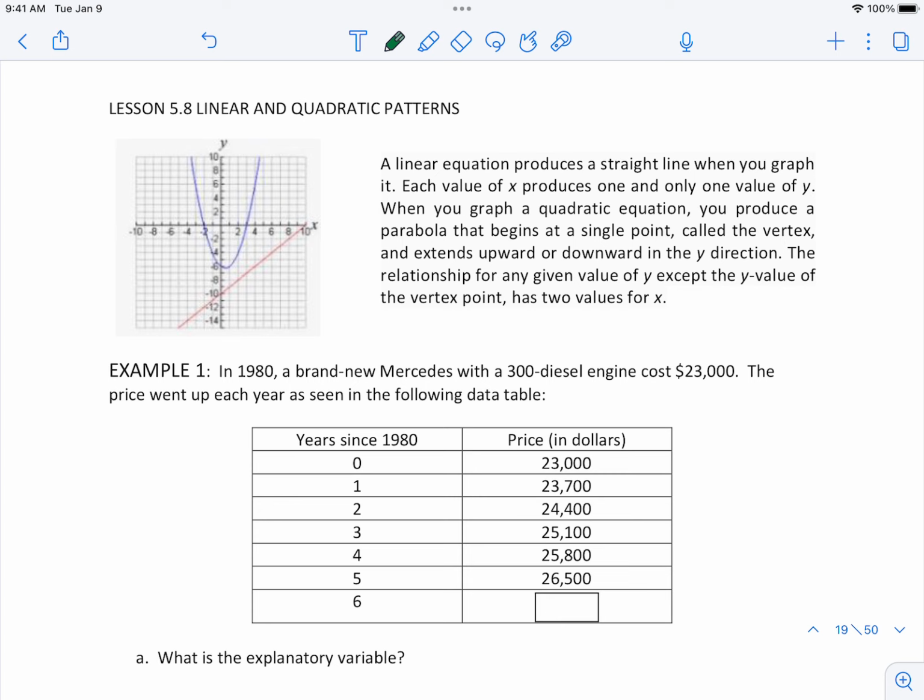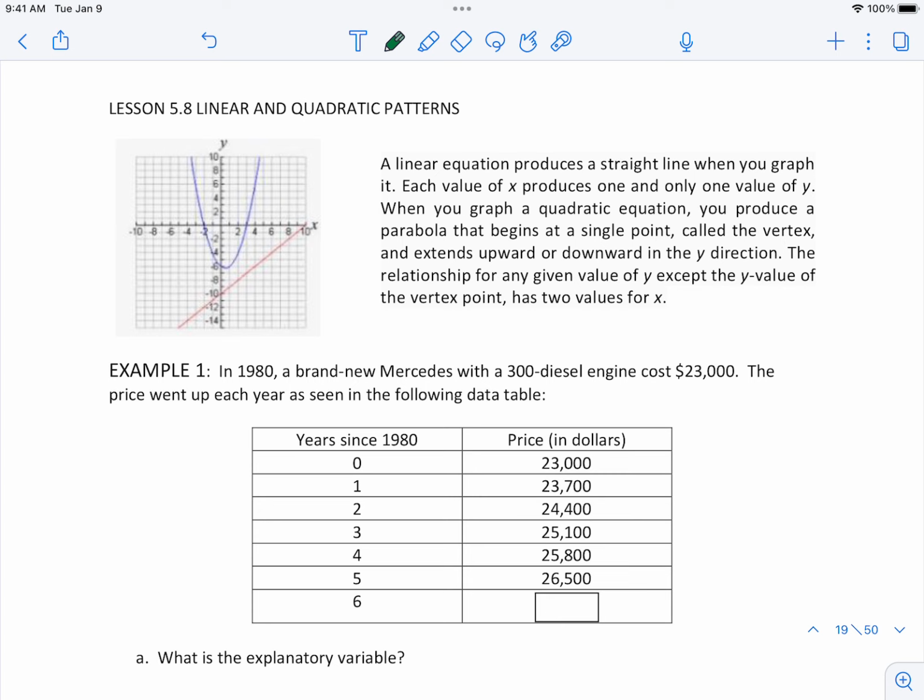A linear equation produces a straight line when you graph it. Each value of x produces one and only one value of y. When you graph a quadratic equation, you produce a parabola that begins at a single point called the vertex and extends upward or downward in the y direction. The relationship for any given value of y, except the y value of the vertex point, has two values for x. So you can see in the graph to the left, the linear equation is the red line, and the quadratic equation is the blue parabola.